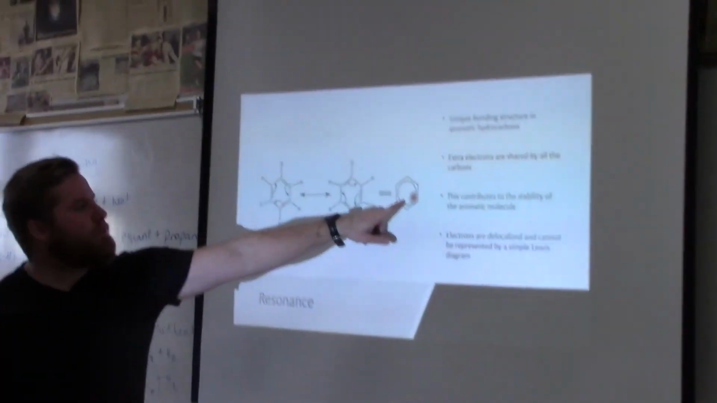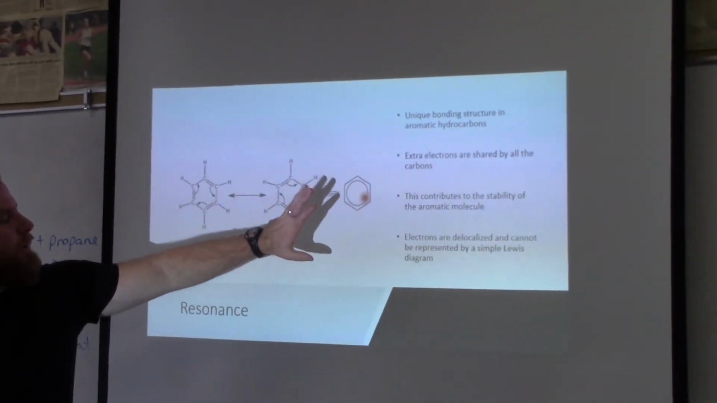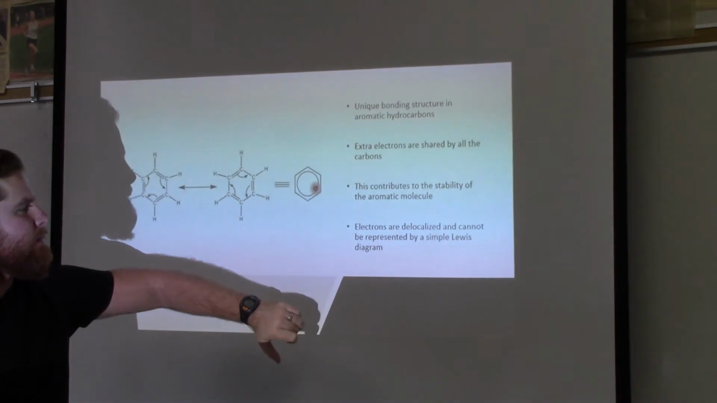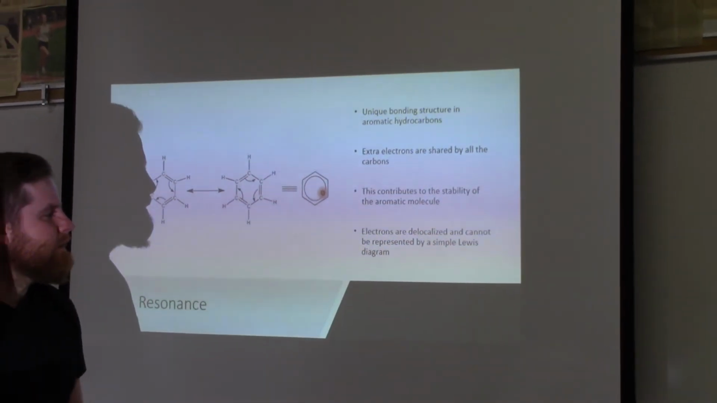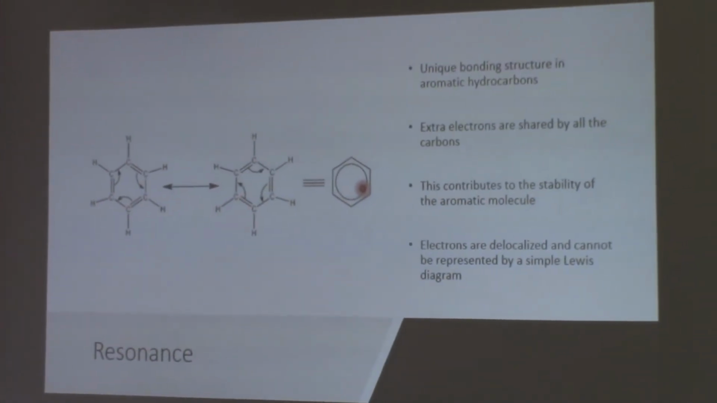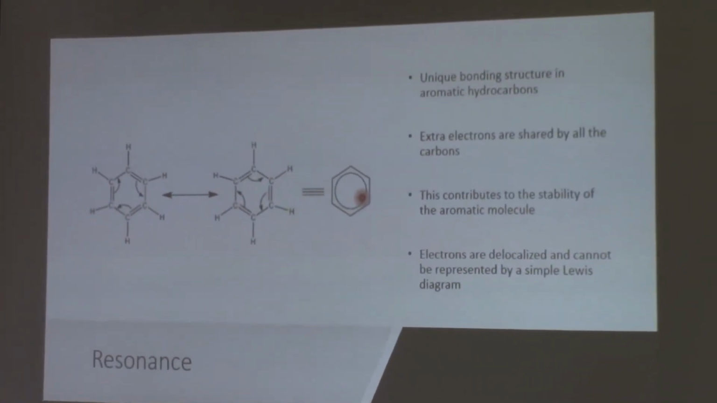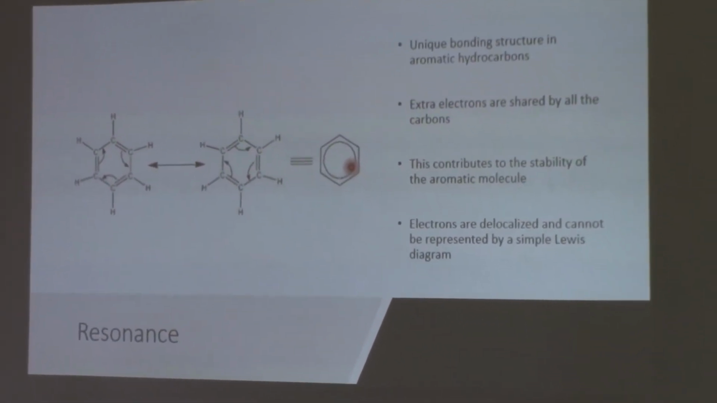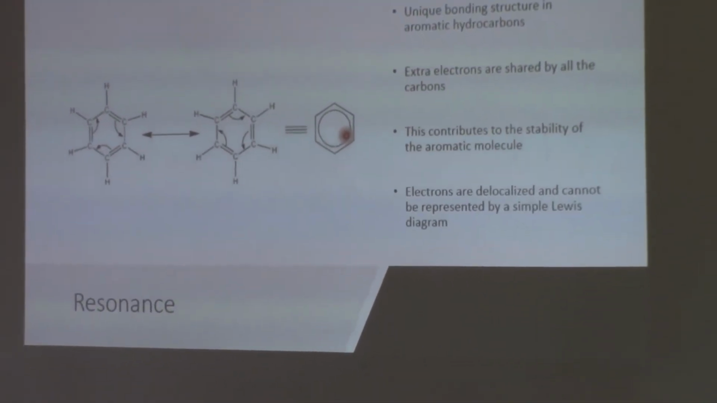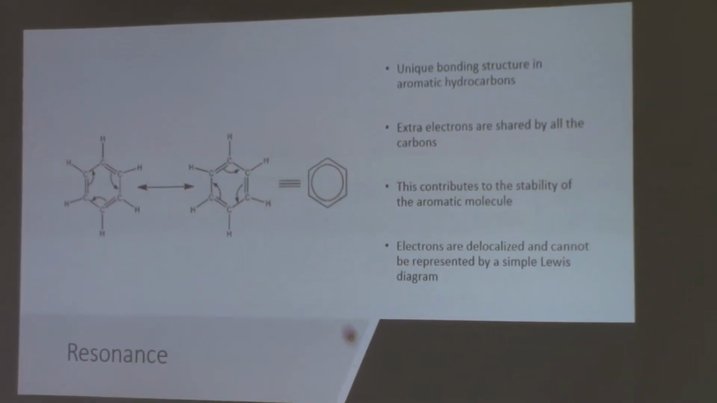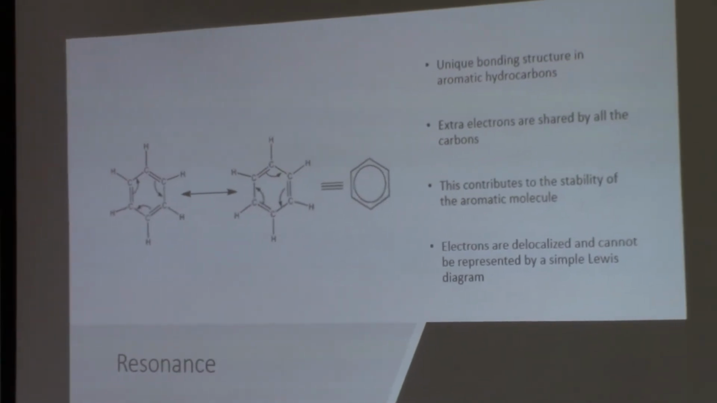So, like I said, you're going to see benzene mostly like this. This contributes to the stability, so the extra electrons being shared by all the carbons. The electrons are delocalized, and I can't really draw a Lewis diagram for it because the electrons are not associated with any single carbon. They're floating in between the electron clouds created.